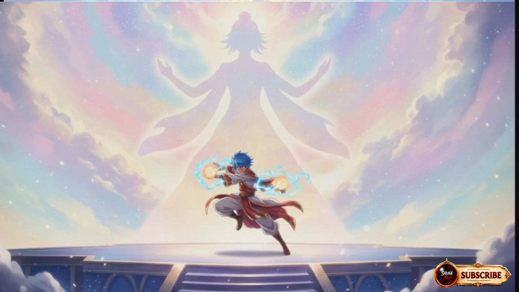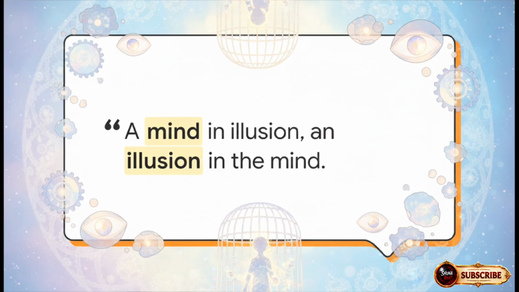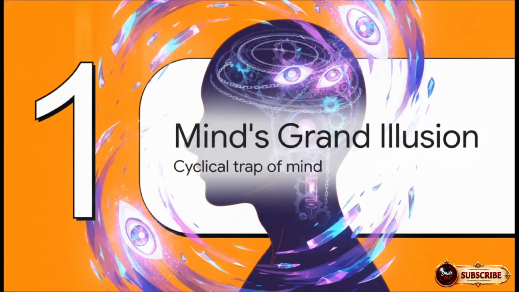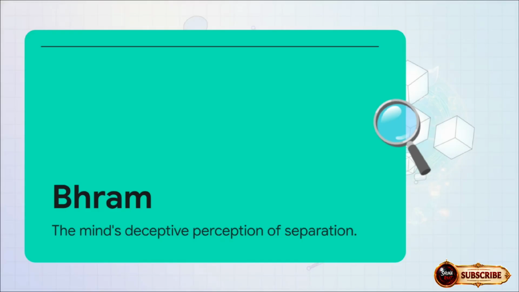All right, so let's kick things off with the absolute core paradox of our source text. A mind in illusion, an illusion in the mind. The author is pulling no punches here, right from the get-go. This single line introduces this crazy recursive trap. Our human perception is entirely responsible for generating the very illusions that keep our minds confined. We're essentially stuck in a cage where both the bars and the prisoner are made entirely out of our own thoughts. Section 1. The mind's grand illusion, the cyclical trap of perception.